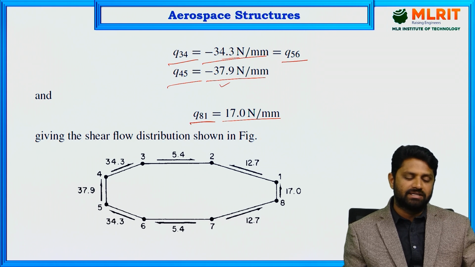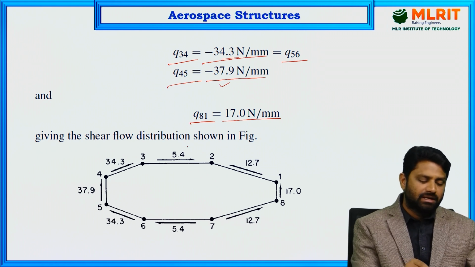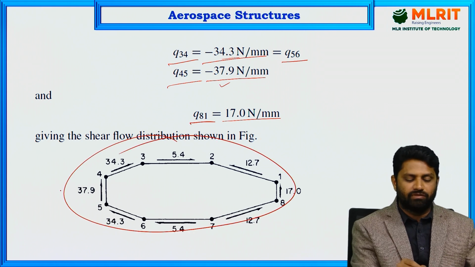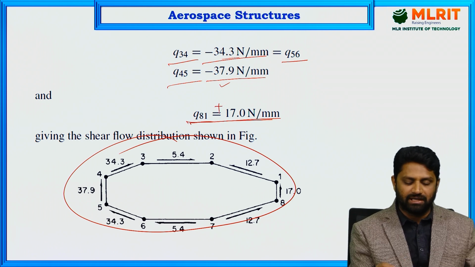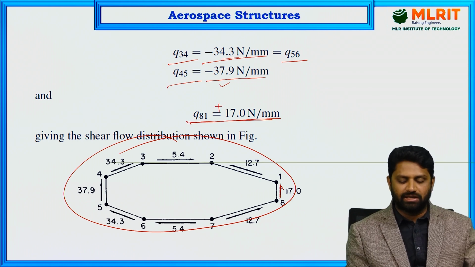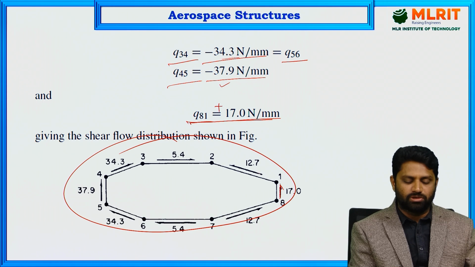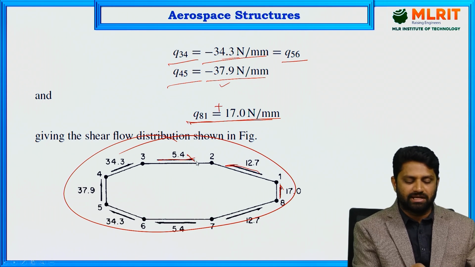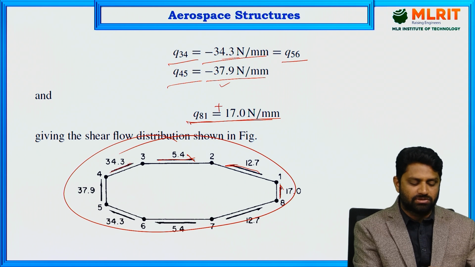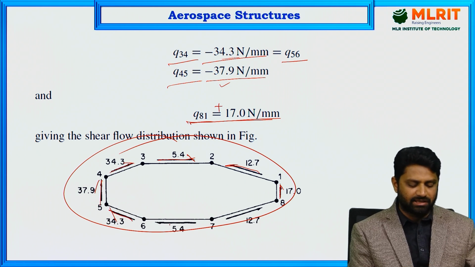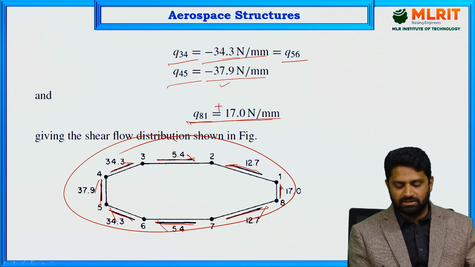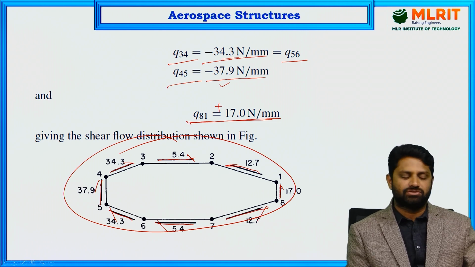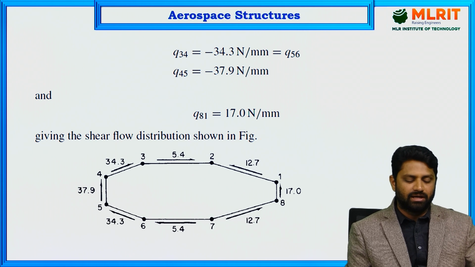And once you get this actual shear flow, you have to represent it in this diagram like this. For example, Q81 is positive, you got 17, so you can take the direction as positive, and Q12 also is positive, so you can take this direction. Here Q23 is negative, so you can reverse the direction. This is also negative, so reverse the direction, negative, reverse the direction, negative, reverse the direction, positive, the same direction. Like that, the actual shear flow must be drawn once you find all the closed section shear flows.